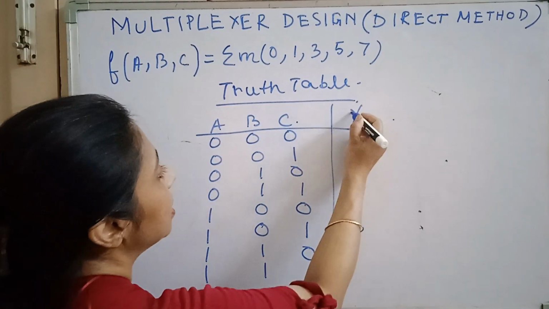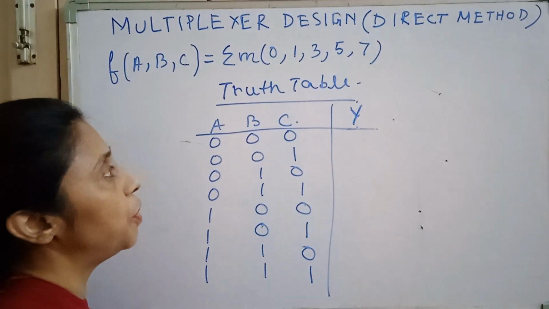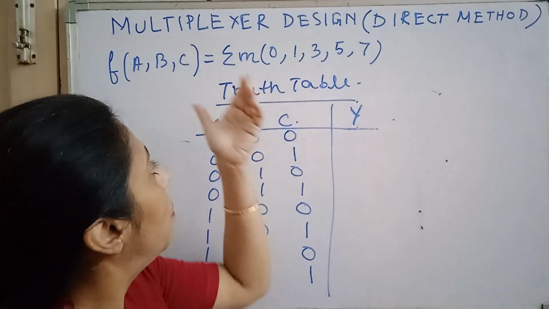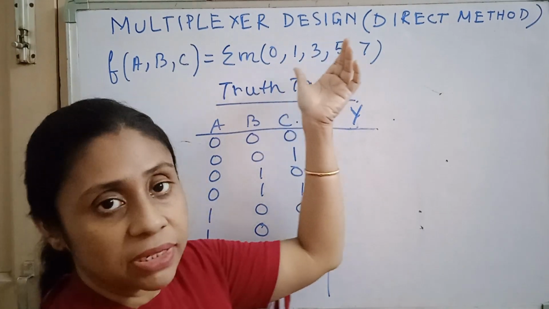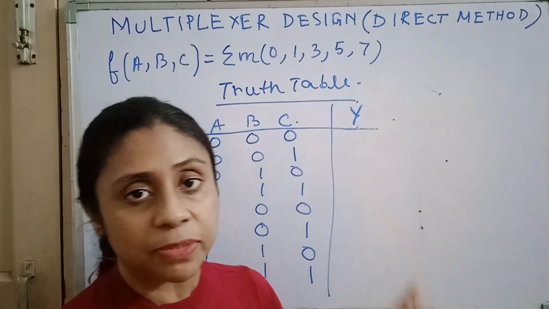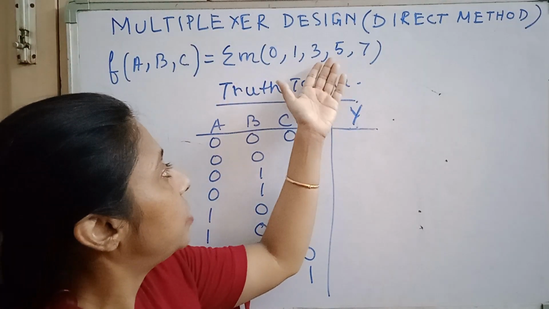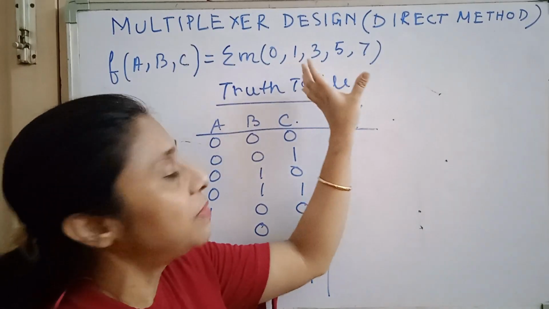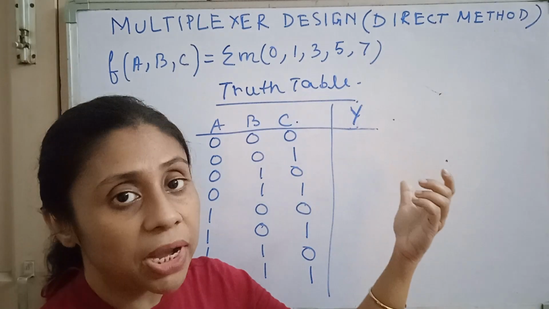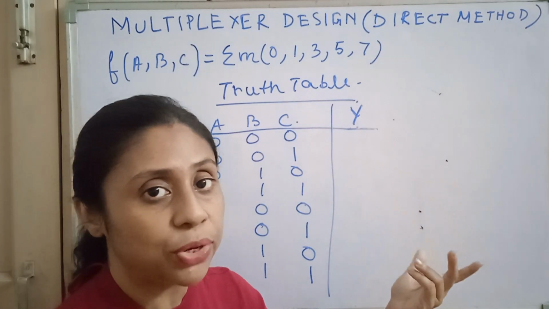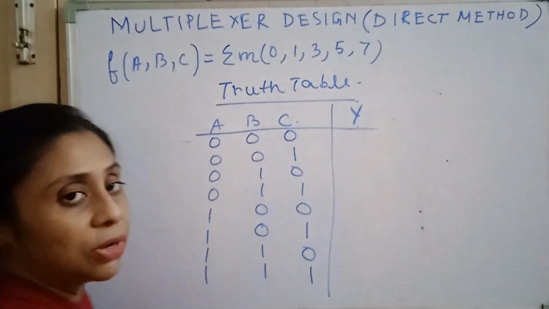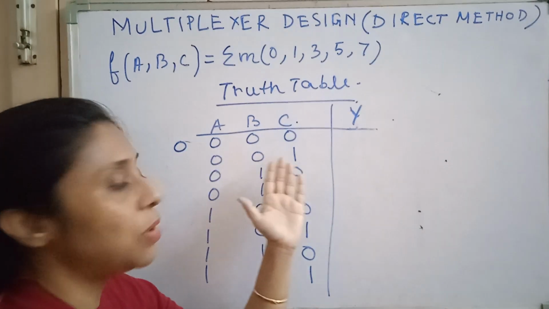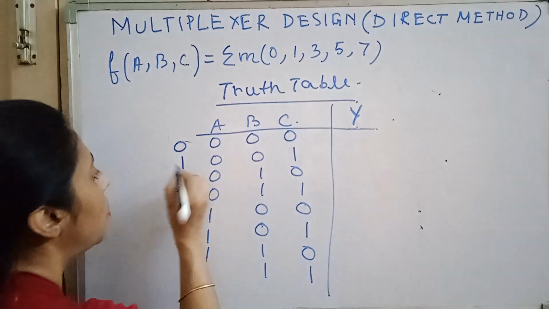Now what should be the output? For that, this Y is our output. For that, we need to look at this minterm expression. Now see, what are the numbers mentioned in this minterm expression? 0, 1, 3, 5 and 7. Right? Now, for the decimal equivalent of these numbers, that input combination will have 1 and rest all will have 0. That means, see, 0, 0, 0. What is the decimal equivalent of 0, 0, 0? 0. 0, 0, 1. The decimal equivalent is 1.